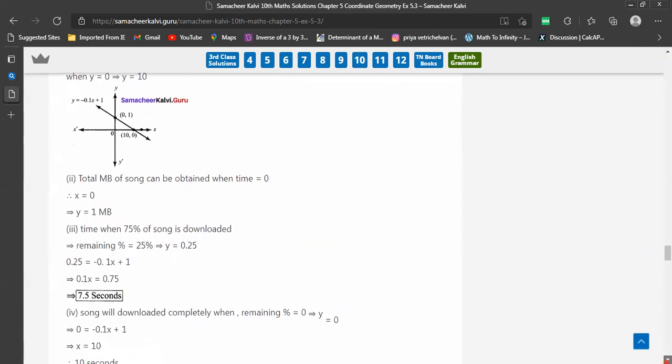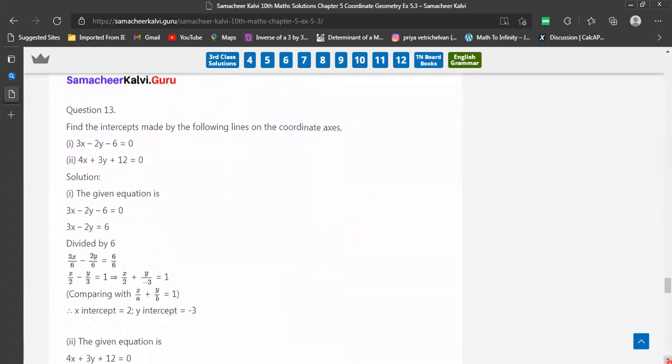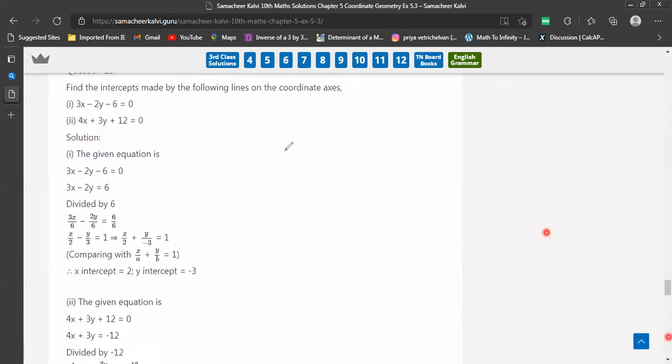Just a second. Okay, it's not C, I'm sorry, it's 1. So you have to rewrite your equation in this format. It's x by a plus y by b equal to 1. You have to rewrite in this form.